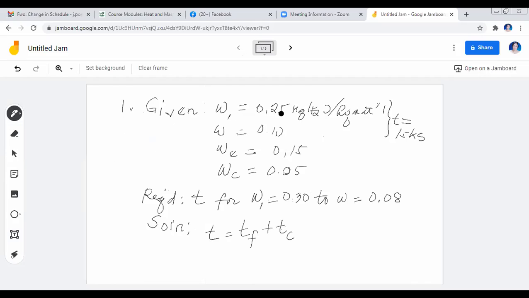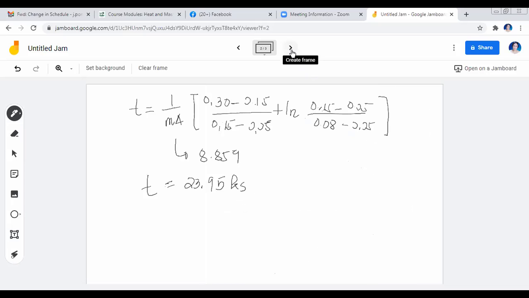You need to lower the moisture content to 10 from 25. Whereas the one required starts with a higher initial moisture content and even ends with a much lesser moisture content than the original condition that was stated. This one is 10, whereas this one is only 0.08. So we expect a drying time which should be higher than 15 kiloseconds.